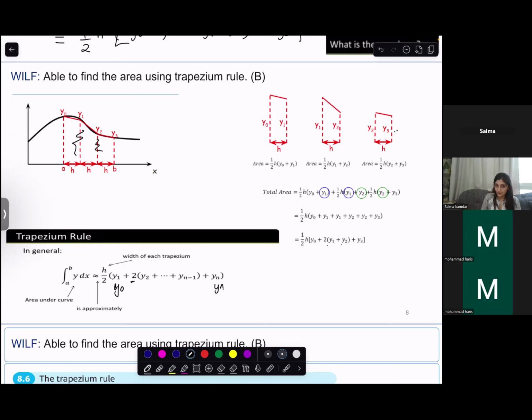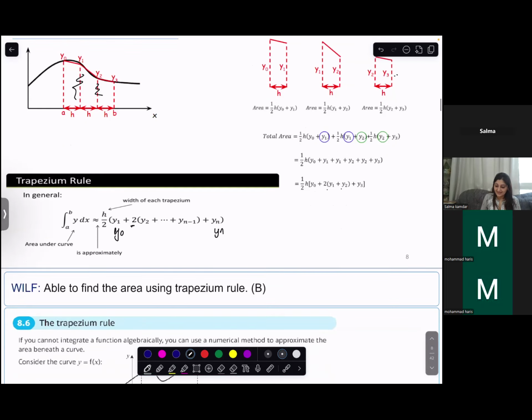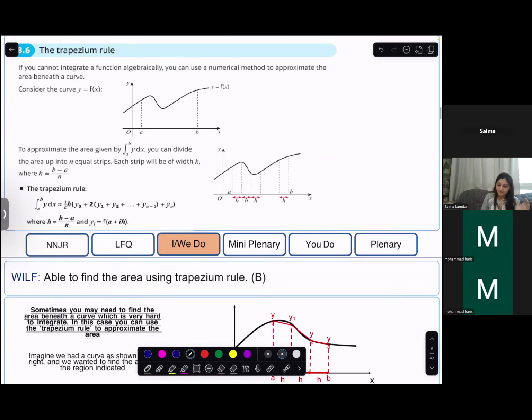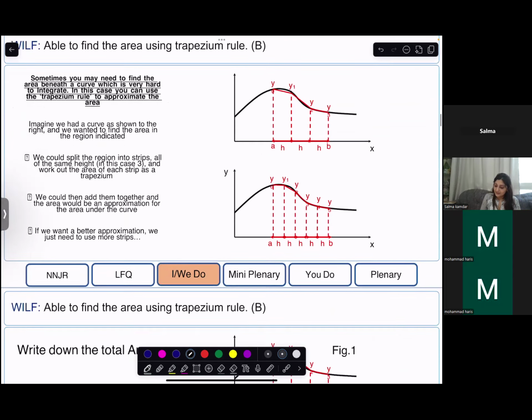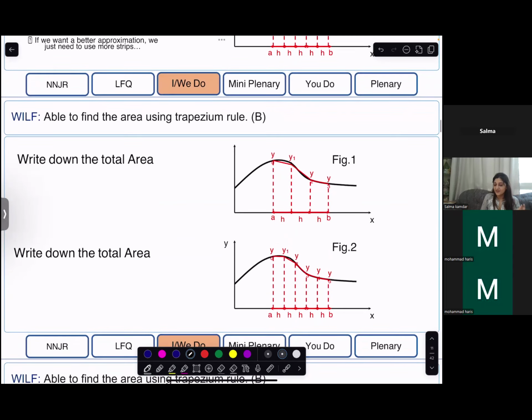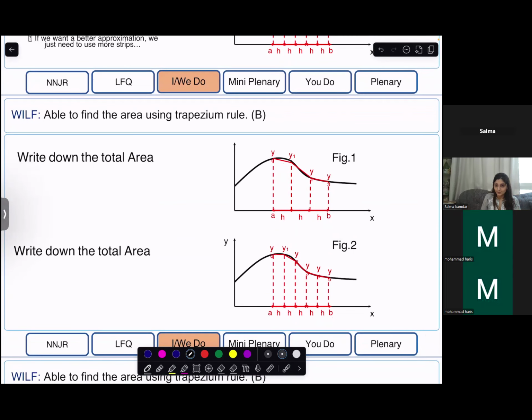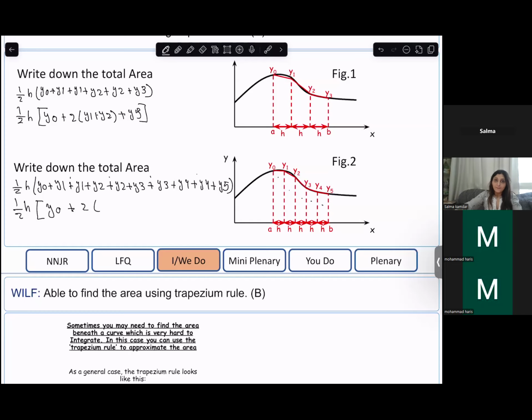Okay, let's try it with one example. I have two trapeziums over here, figure 1 and figure 2. Take a minute's time. Try to write down the total area of the trapezium using your trapezium rule. I'll pause the video. Mentally, how to write it.